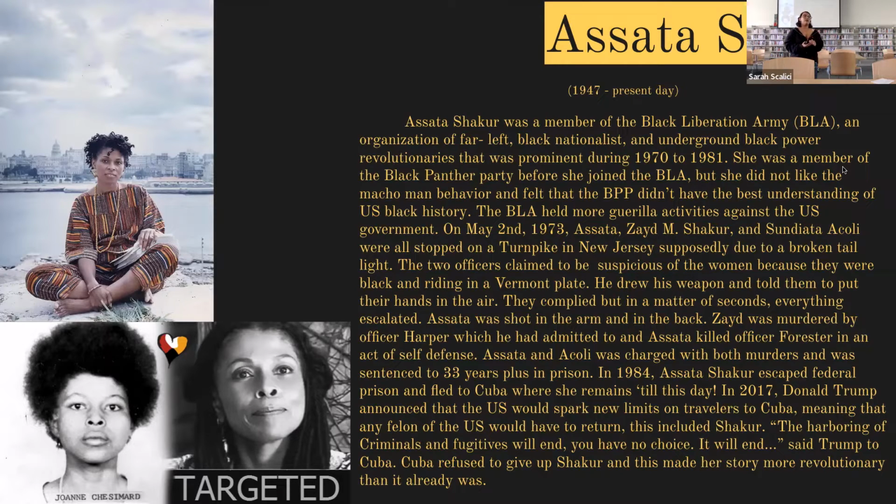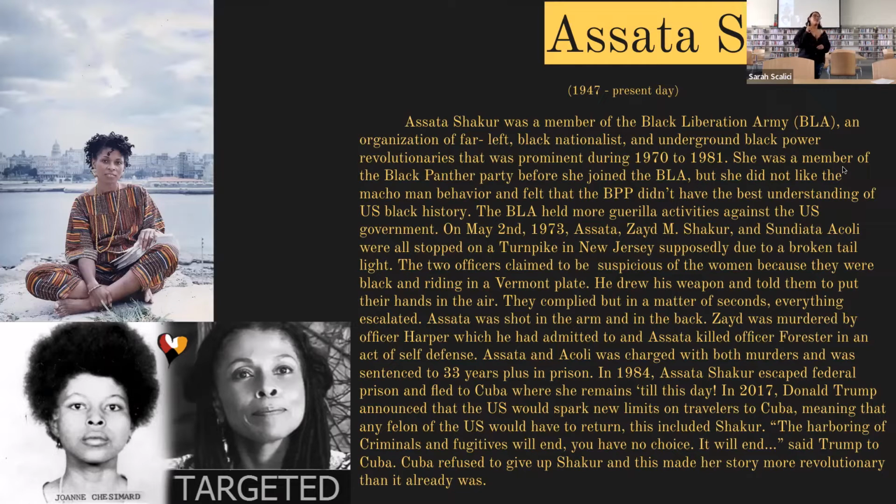Now, at the time, Officer Harper, who killed Shakur, he did confess, but because of God knows what, Assata Shakur was charged with both murders, from the officer and from her fellow passenger. So her and a colleague were both charged with 33 years in prison. But she only served 6.5 years and escaped. And she ended up fleeing to Cuba.